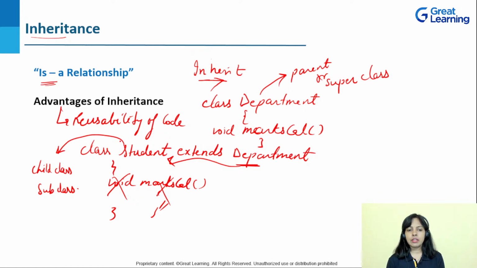Now here you must be thinking, student is a department, how come? No, right? Okay. But if I could say yeah, student belongs to department, yes or no? So I have taken this example because the method which I have defined here, I was going to use the same method here. But that says that there should be some kind of a relationship between the child class and parent class, and that relationship here is your is a relationship.